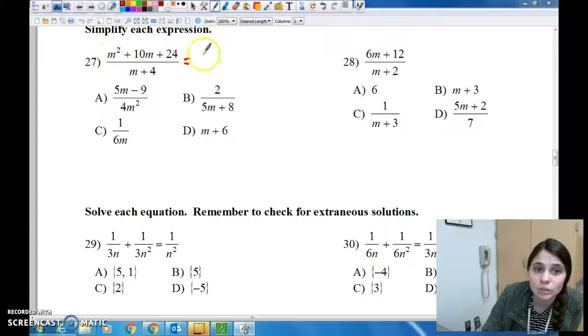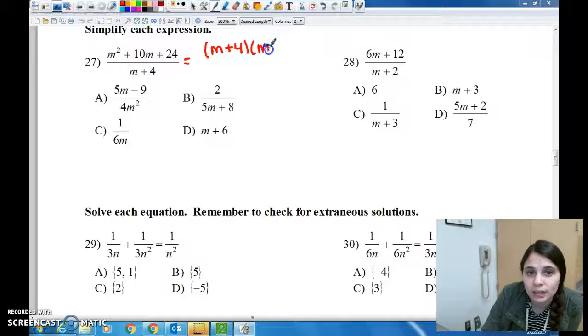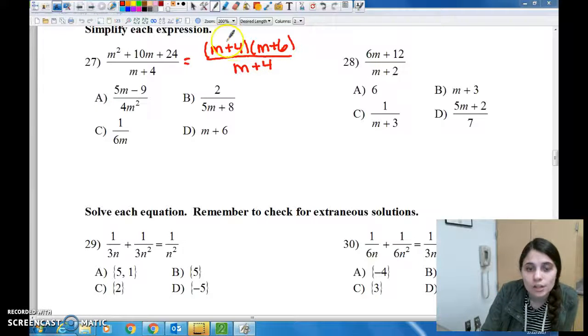And since A is equal to 1, my top factors to m plus 4 times m plus 6, and the bottom factor is already factored as much as it gets, and it's m plus 4. So m plus 4 over m plus 4 is just 1, so I can cancel that out, and all I have left is an m plus 6, which is option D.